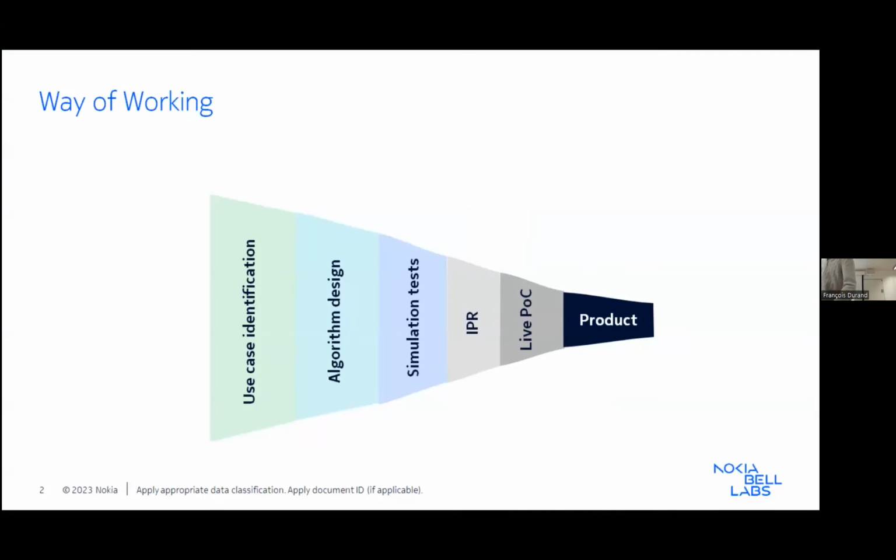OK. What we are interested in. So just a brief introduction of the way of working, at least for most of the project that I'm going to talk about. We collaborate quite closely with a business unit with the mobile networks in Nokia, and usually how we work is as follows. We identify a use case with the business units, we design the algorithm, we test on simulation, then we file a patent, and then we do a live QC on real networks if possible, and then possibly a small percentage of all this goes to the product. Of course, not all of them went through the whole funnel, but two of them, yes.